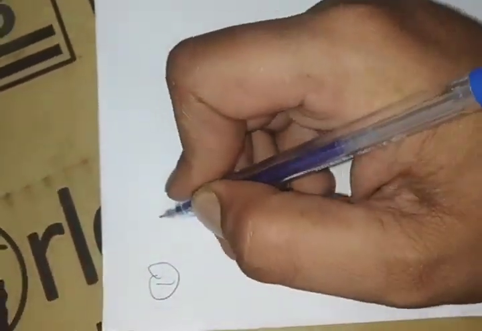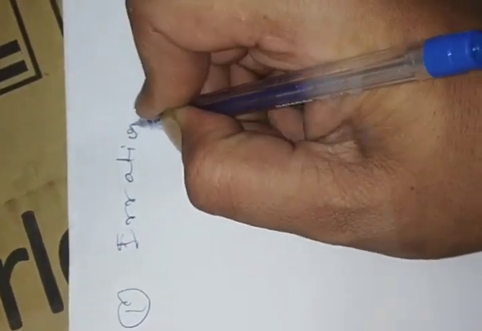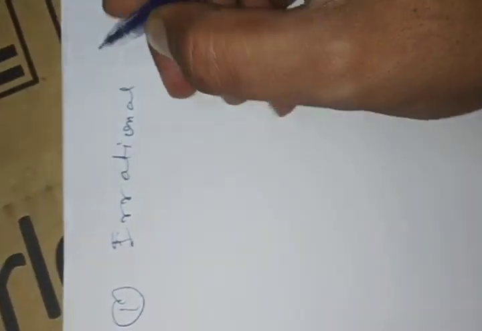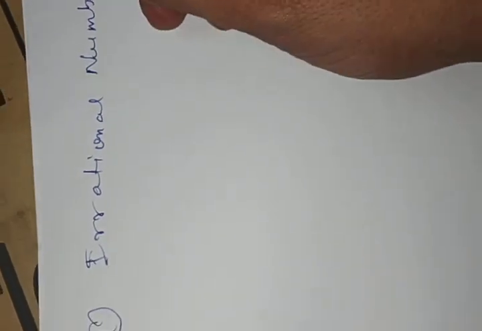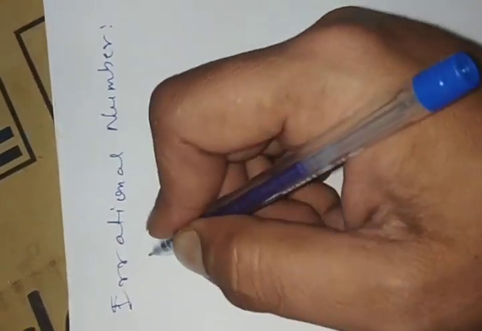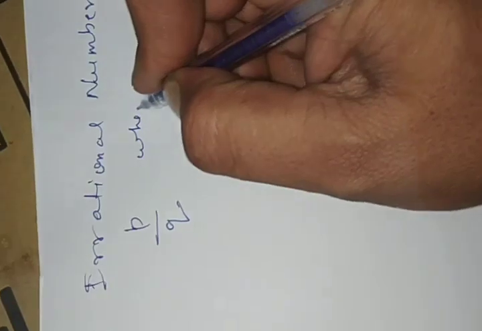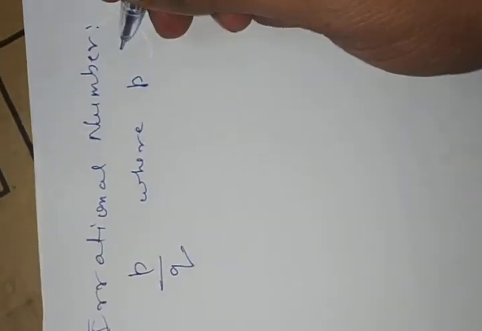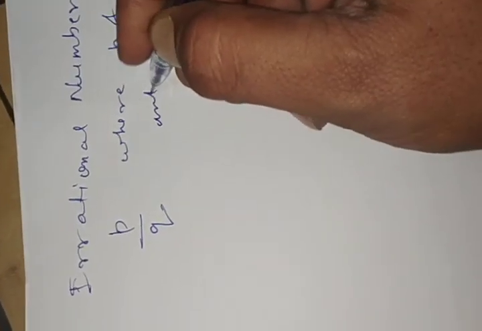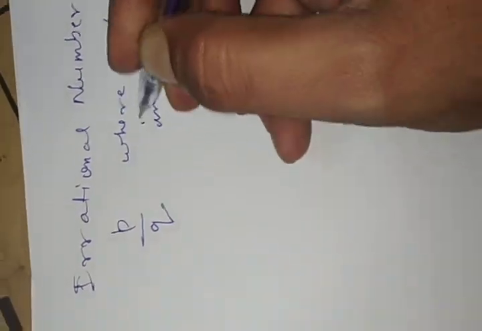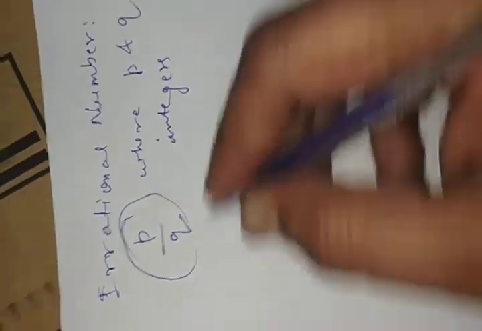First, irrational number. Any number which cannot be written in the form of P upon Q, where P and Q are integers, is called an irrational number. Clear?